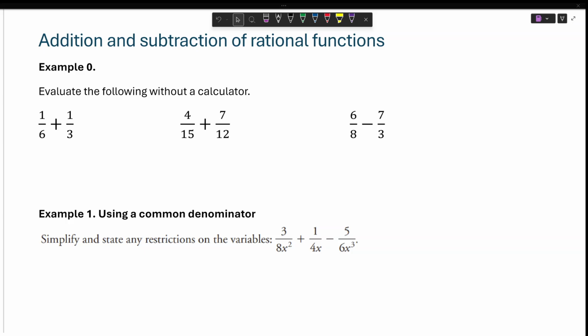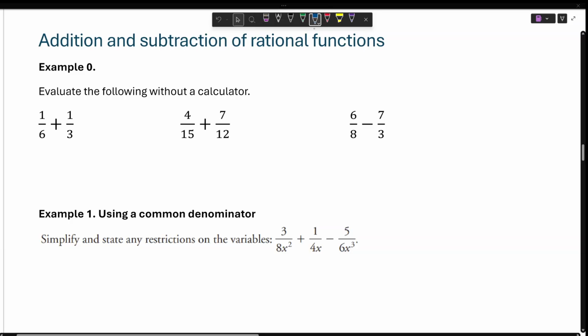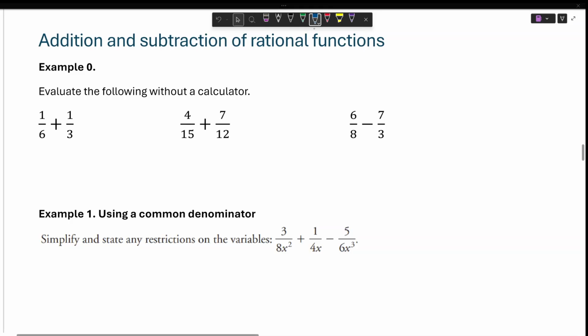In this video, we're going to talk about adding and subtracting rational functions. This video assumes that you already know how to multiply and divide rational functions. All right. So the first example you'll actually see has no variables in it. That's intentional. We're going to jog our memories on how to work with fractions efficiently.